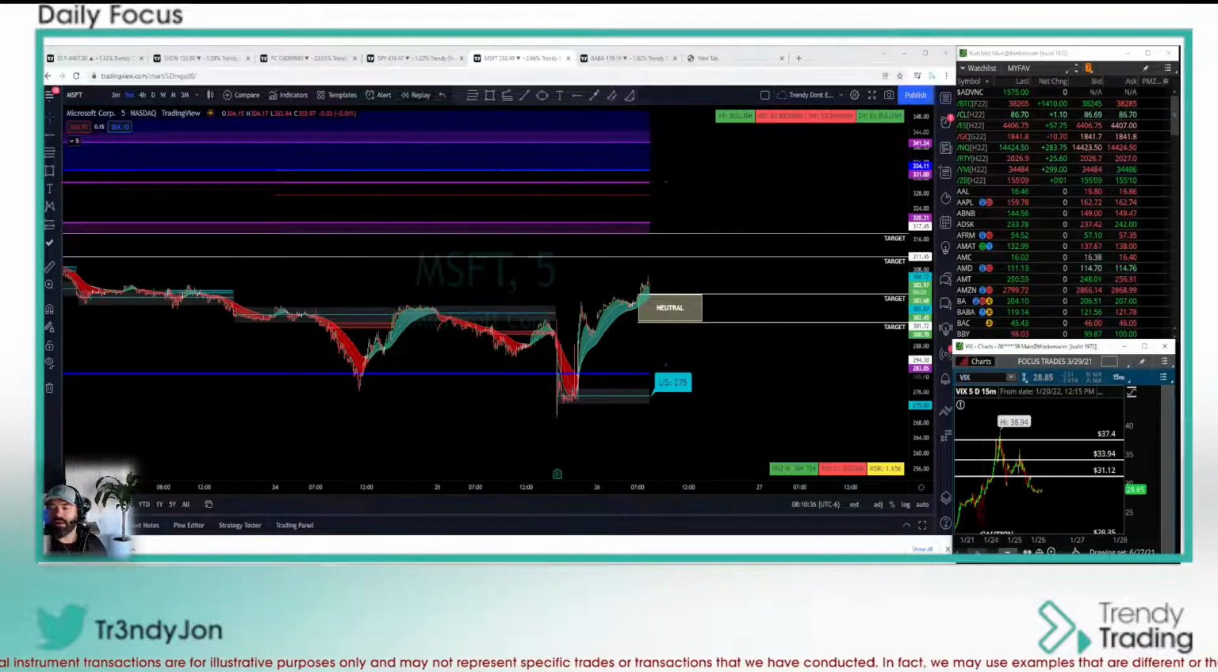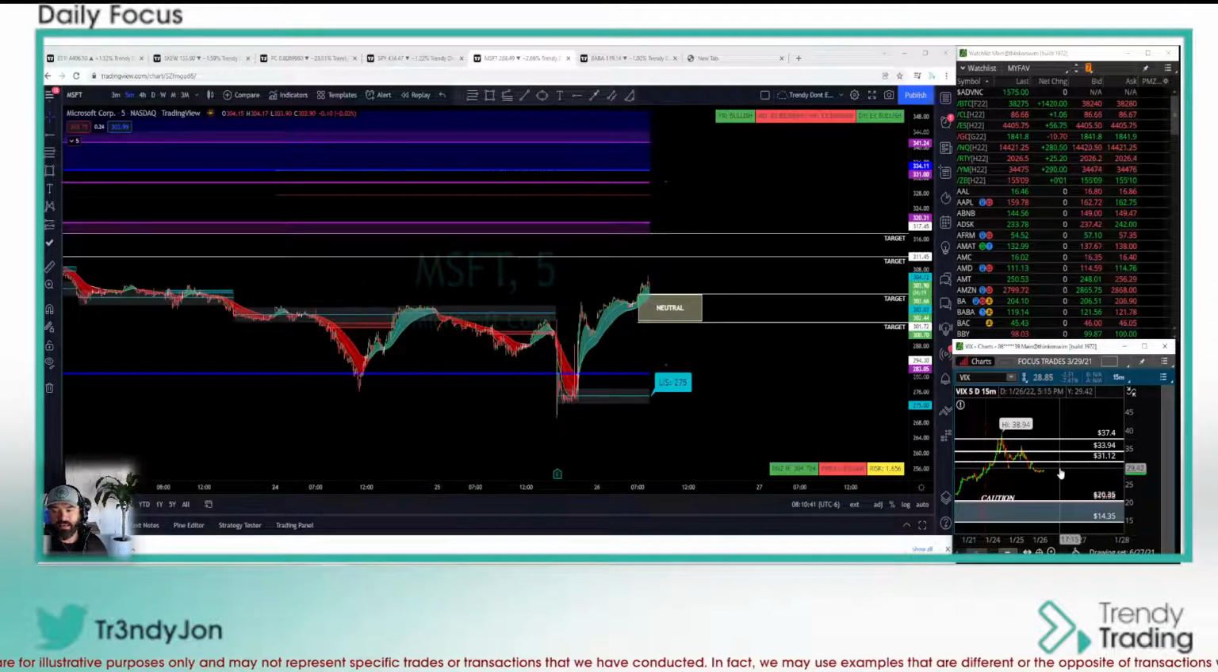Alright, so over here in the lower right hand corner, we'll be using VIX as well. We'd like to see VIX kind of pull back and get back down there towards that 20.5 level.